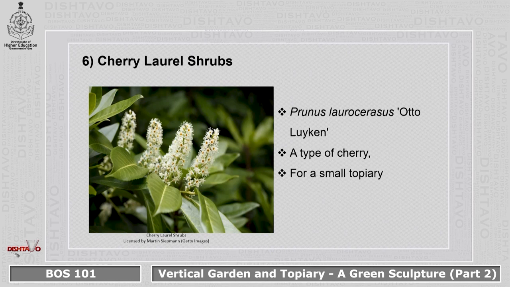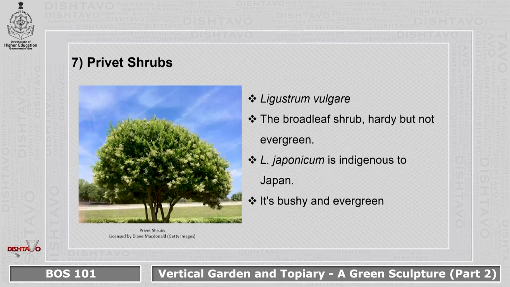The cherry laurel shrubs, now this is botanically Prunus laurocerasus, commonly called as otoleucon. This is a type of a cherry. And this type of a plant, this shrub, is specially good for small topiary. So if you want small topiaries, this could be another option that you have.